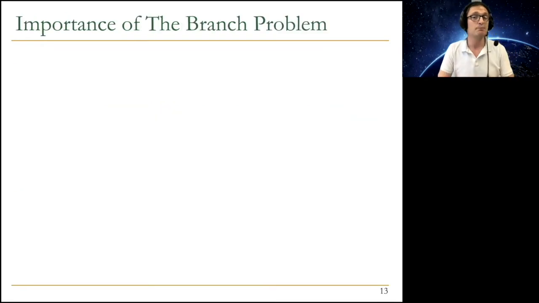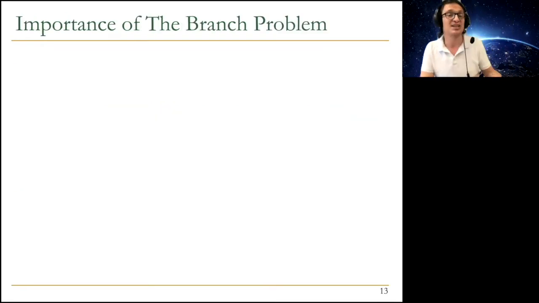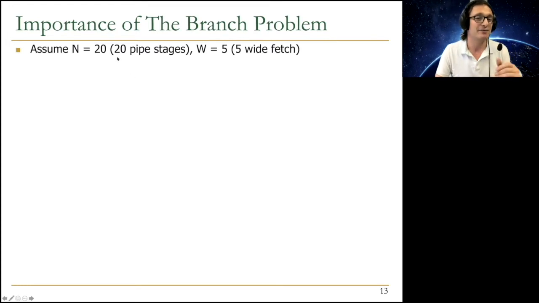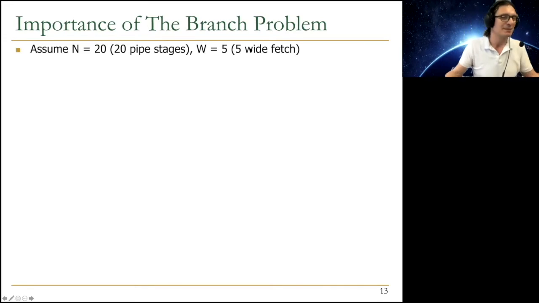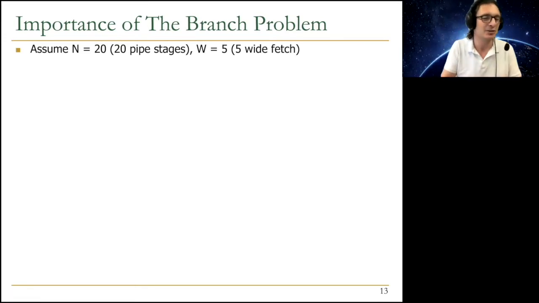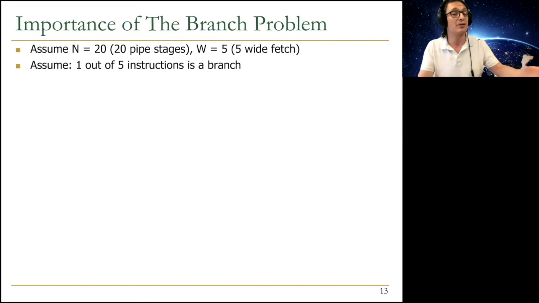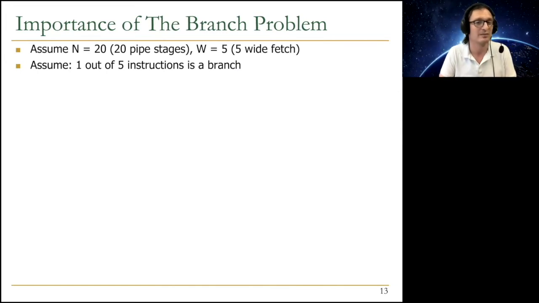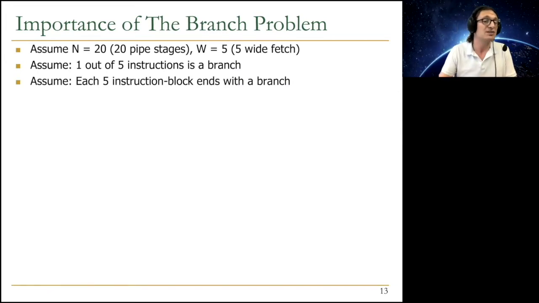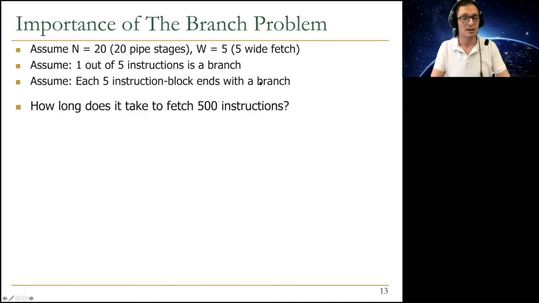Now, let's take a look at the importance of the branch problem by doing an exercise. Assume that we have 20 pipeline stages, which is reasonable in today's standards. N is 20, basically. Branches resolved after 20 cycles. And W is 5. We're doing 5 wide fetch. I picked that number so that we can ease the calculations a little bit. Assume 1 out of 5 instructions is a branch. And assume each 5 instruction block ends with a branch regularly. How long does it take to fetch 500 instructions?